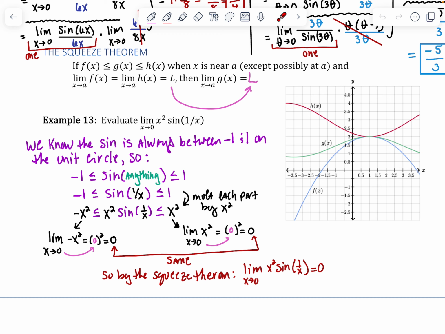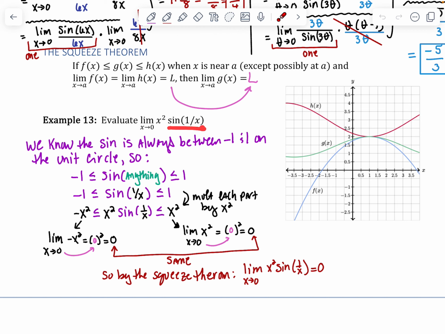The sine on the unit circle is always in between -1 and 1, right? At some point, the sine will equal -1. At some values, the sine will equal +1. But anything in between, it's going to be anything in between those values. So we can perhaps say that is still going to be true for sine of 1 over x.